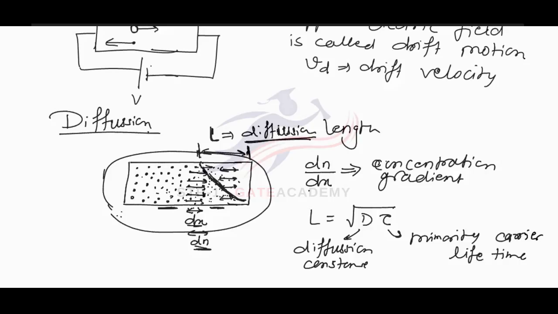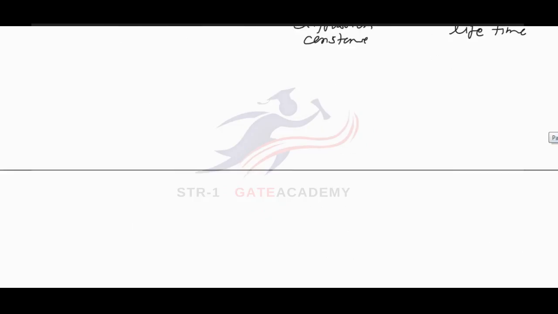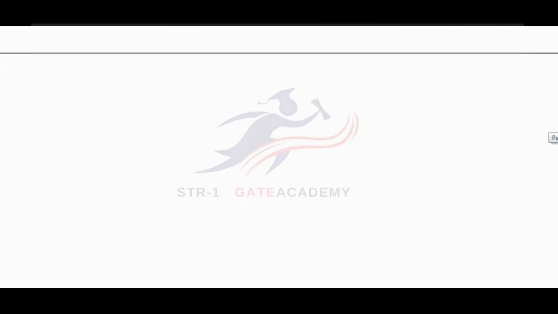So in drift mechanism, due to application of electric field, charge carriers move, while in diffusion, without an electric field, charge carriers move from higher concentration to lower concentration. Now we will define current density.